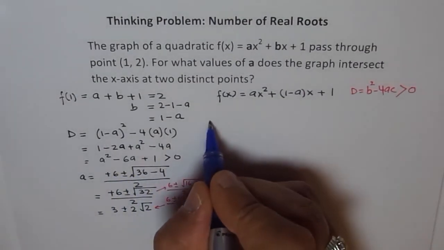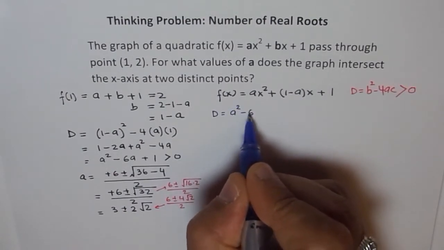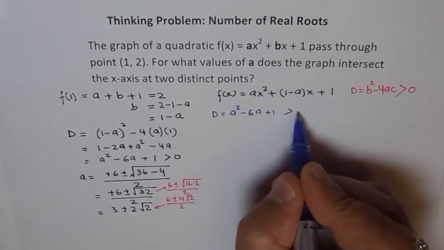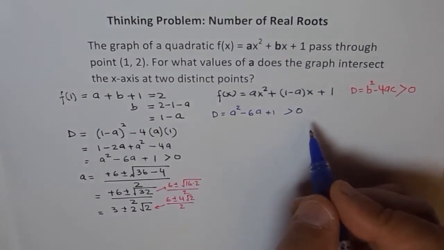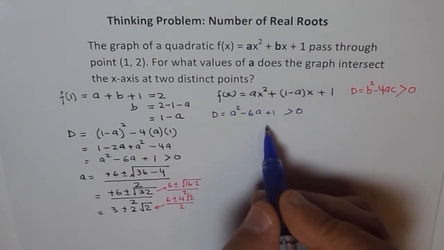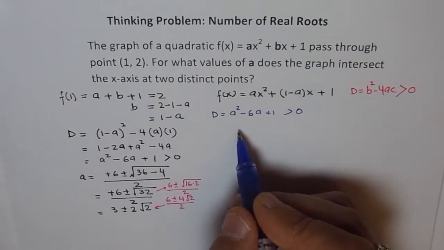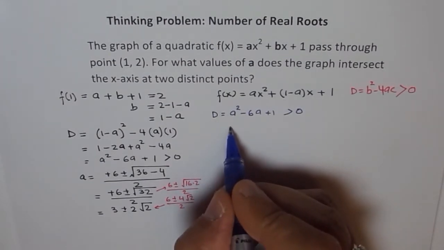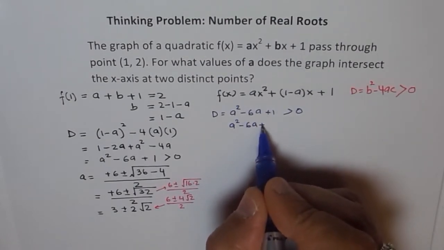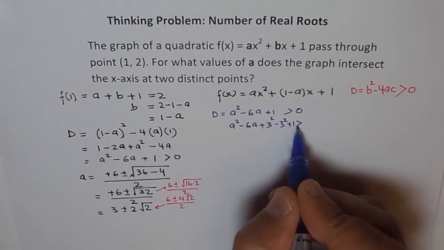So what we are trying to do: our discriminant D is equal to a square minus 6a plus 1. And we want that to be greater than 0, because we want 2 distinct points, okay? So let's do completing the squares. Fortunately, we don't have anything to factor from a square. Leading coefficient is 1. So we'll do half of this, a square minus 6a. Half of this 6 is 3. So plus 3 square minus 3 square plus 1 greater than 0, correct?